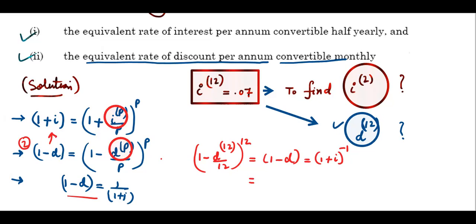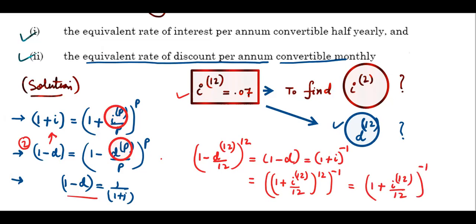So in 1 plus I will write this formula. (1 + IP/P)^P. P is 12 here because this is what is given. If I4 is given, you write I4 by 4. I12 by 12 power 12. Again there is a minus 1 power. So finally you will end up with this one: (1 + I12/12)^-12.